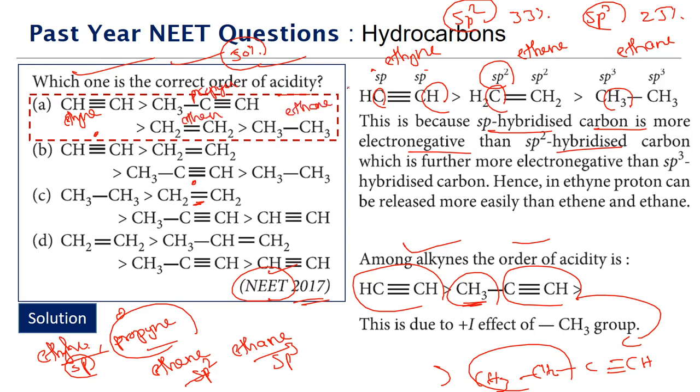So always in terms of comparison, the alkynes have the higher acidic nature, but among the alkynes, the trend is that if you attach plus I groups to the alkyne, the acidic nature decreases. Generally, for longer chain alkynes, the plus I effect of the R part will be more, and hence the acidic nature will be lesser.